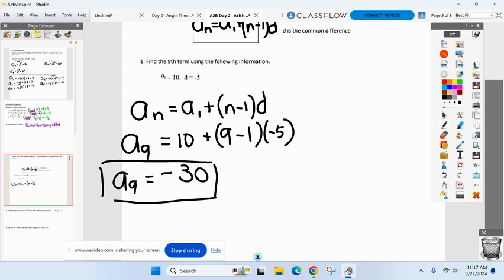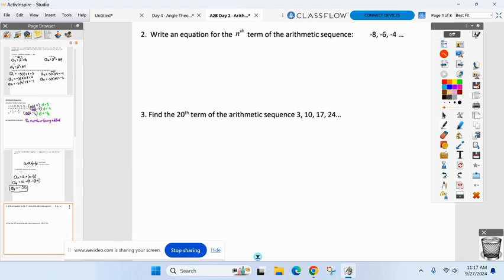All right. There's other ways we can use this formula, though. Look at number 2. Actually, you know what? Can we skip to 3? And then I'll go back to 2, because 3 kind of goes with what we just did. Can you guys find the 20th term in this sequence? 20th term.